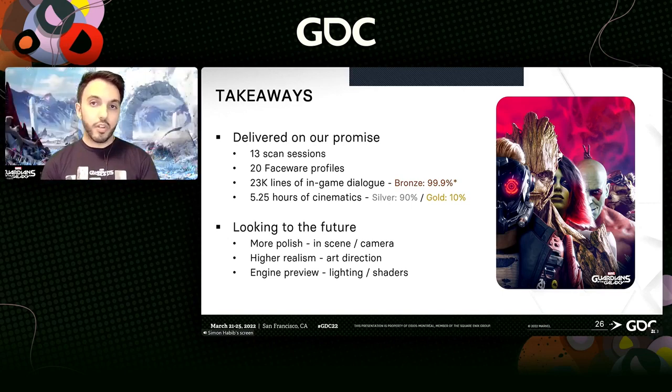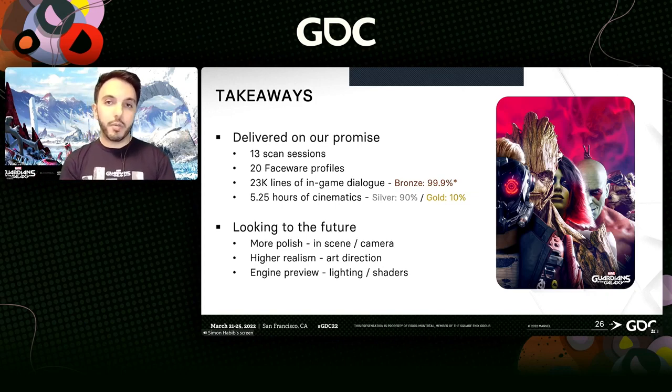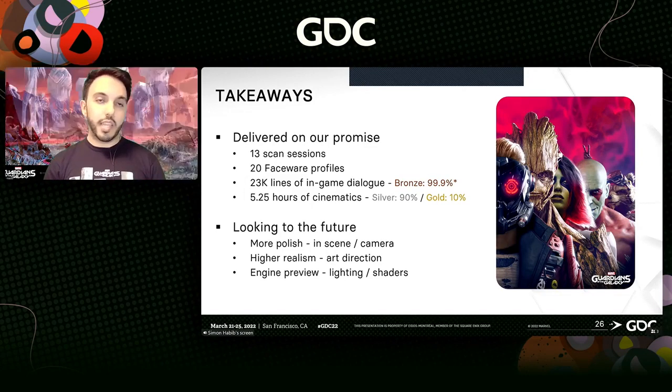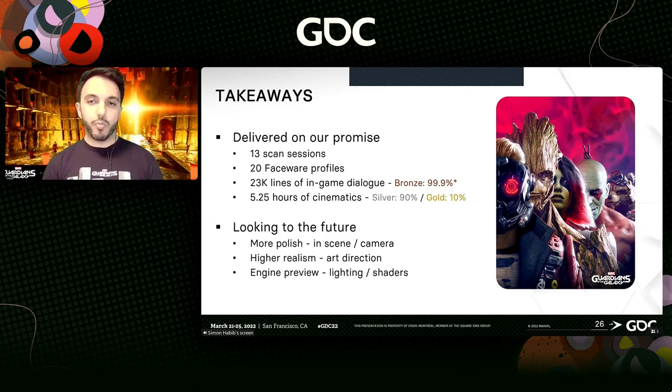Quickly looking to the future, how can we improve all of this? I look forward to improving the overall quality of the animations that we generate from our performance capture sessions. For example, polishing them directly in the scenes with the cinematic cameras. I also look forward to maybe higher realism, but that's usually dictated by the art direction of the project. It would be nice to see how far we can push our photogrammetry scans in combination with performance capture. And then finally, there's previewing our animations in engine with proper lighting and shaders to try to get a faster turnaround than just rendering in Maya.